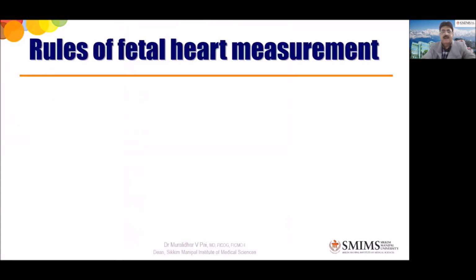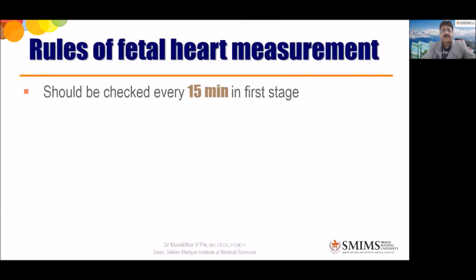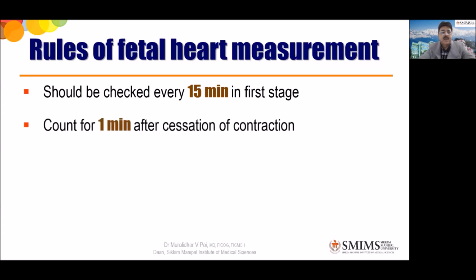Let's go to the fetal heart rate part. What are the rules? You should check this every 15 minutes if you are doing intermittent auscultation in the first stage of labor. If you are doing continuous fetal monitoring, that's another matter, but that also has to be reviewed every 15 minutes. You must count for full 1 minute after cessation of the contraction.